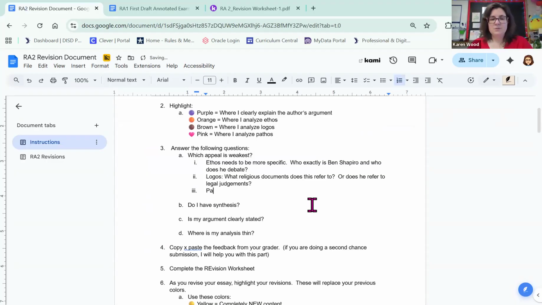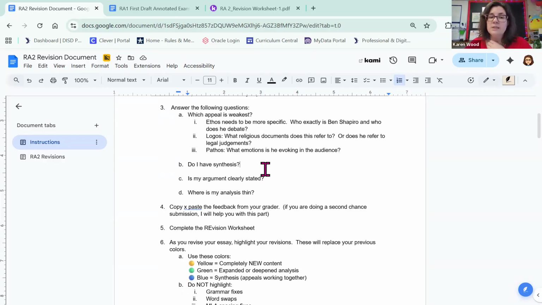And then with pathos, what emotions is he evoking in the audience? So is he trying to make people feel mad about marriage? Is he trying to make people feel good about marriage? Is he trying to get people to feel like they should do something? I'm not quite sure what feelings it is that he's trying to use to motivate his audience.